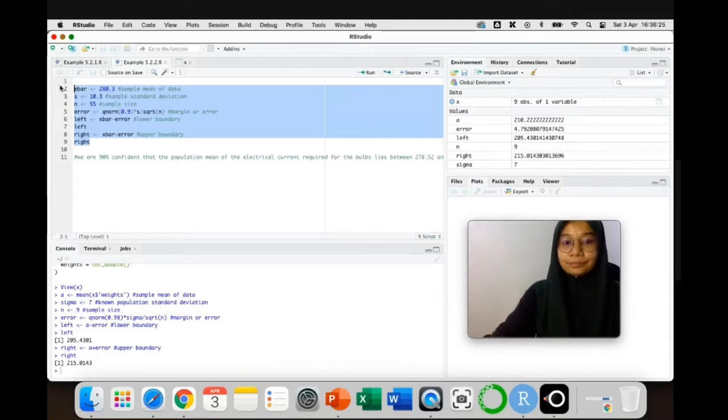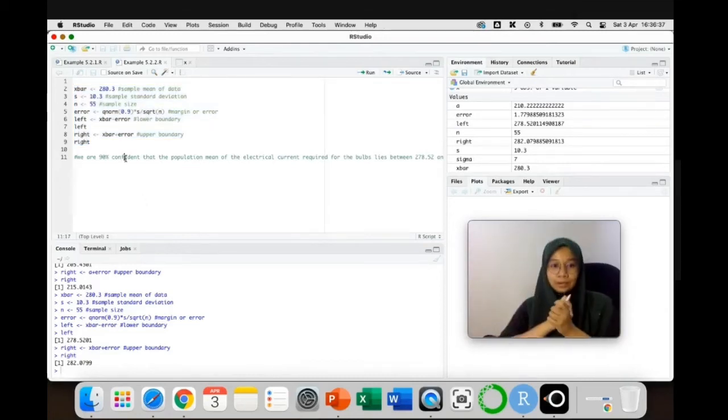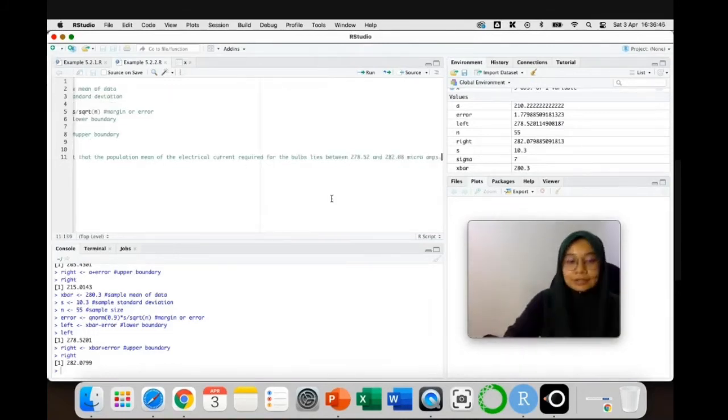Okay. You will get the lower boundary is 278.52 and the upper boundary 282.0799. So, we said that we are 90% confident. So, nampak tak dekat sini dia ubah? 0.9 because of 90%. Okay. So, maksudnya sekarang ni current required for the population adalah berada di antara 278.52 and 282.08.